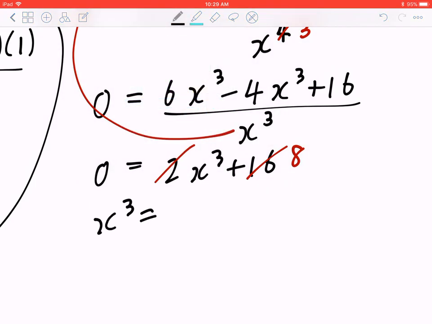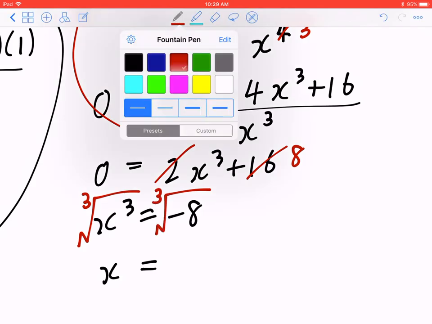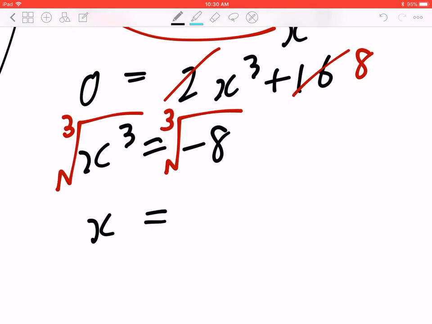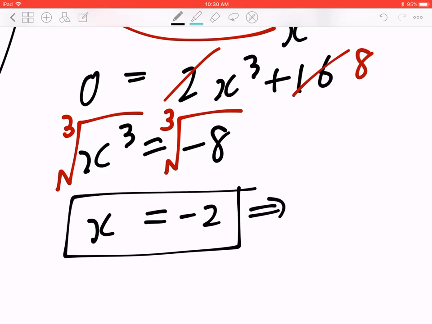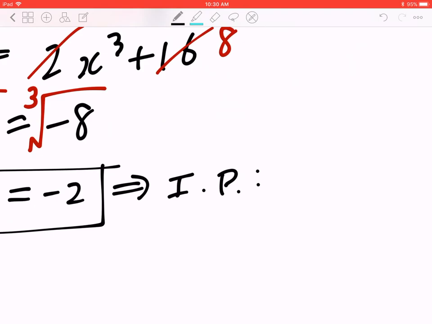x cubed equals negative 8. The opposite of cubing something is to find the cube root. There's only one case that you're focusing on, whereas there are only two cases when you're taking the square root or an even root. So x equals negative 2. Again, from that habit, always find the location, not just the x component.